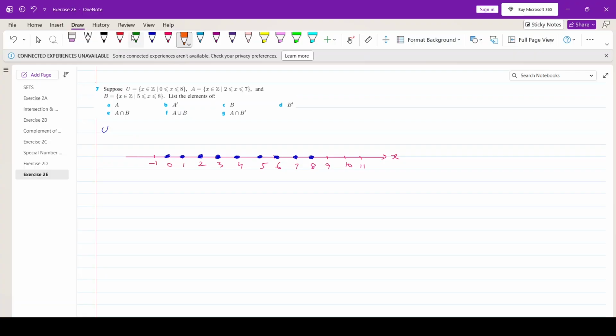Let's say A is in this color. So A will be all the integers between 2 and 7, both included. And set B in this color, which is all integers between 5 and 8, both included.